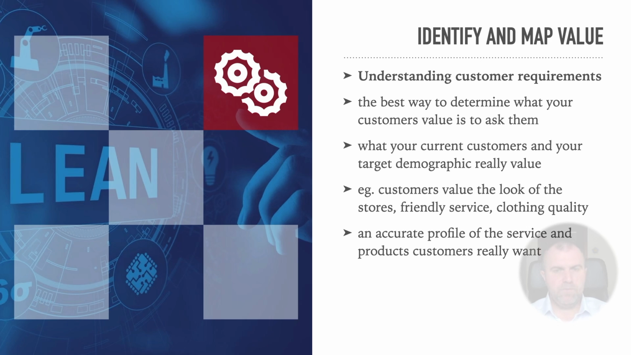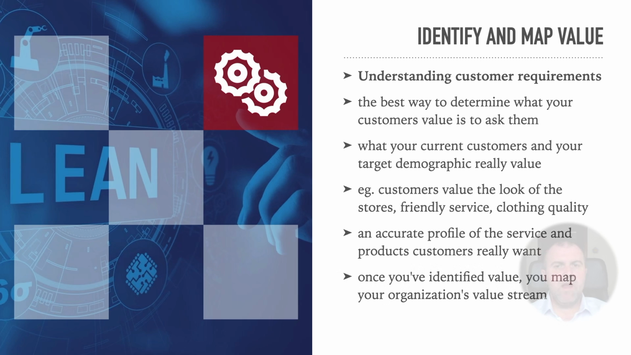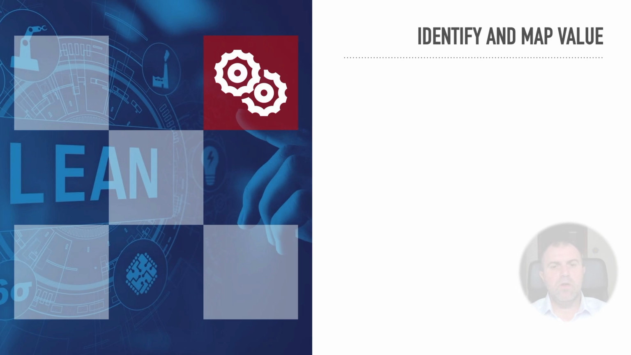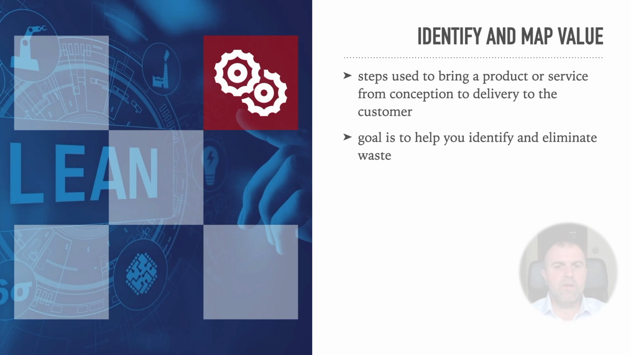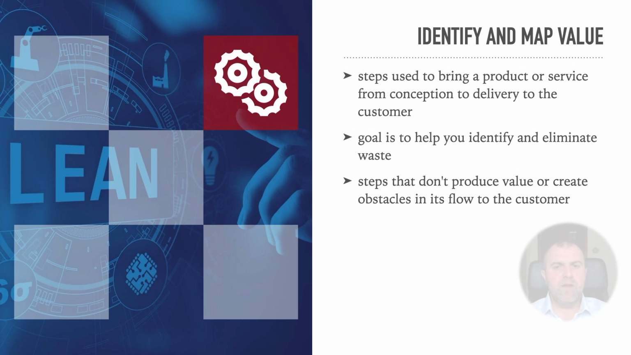Once you have identified value, you map your organization's value stream, including all the steps used to bring a product or service from conception to delivery to the customer. The goal in doing this is to help you identify and eliminate waste: any step that doesn't produce value or creates obstacles in its flow to the customer.